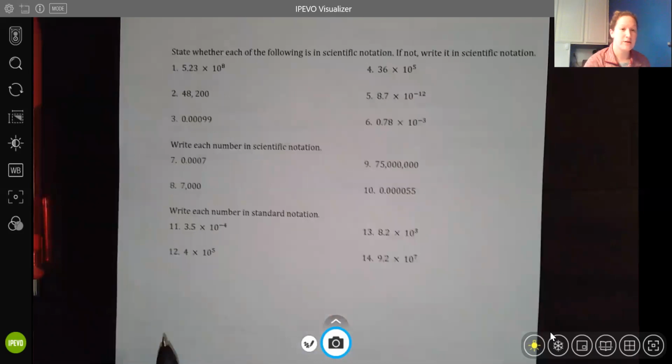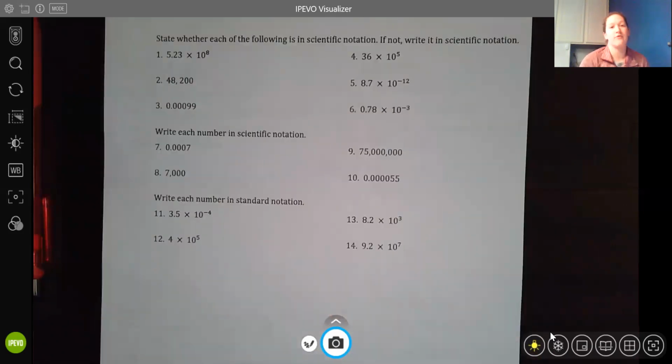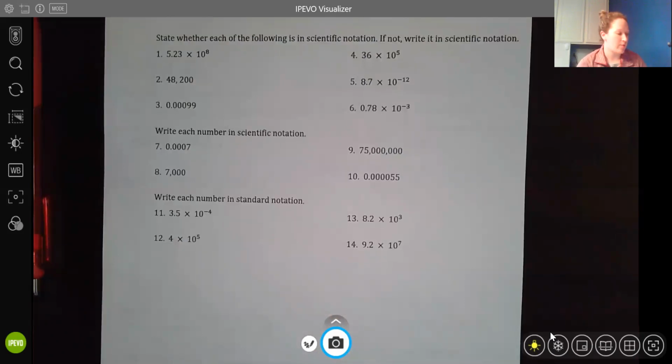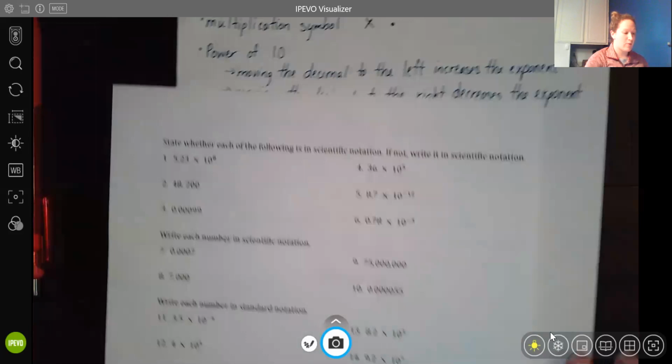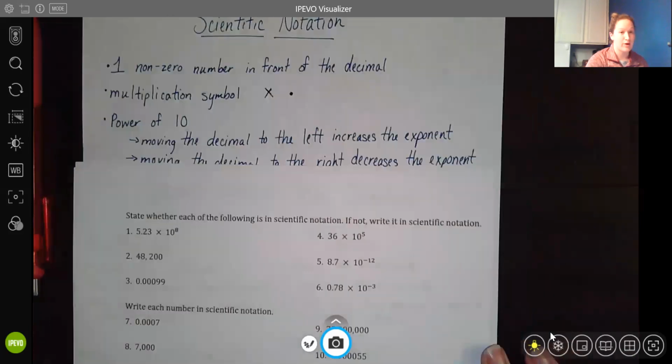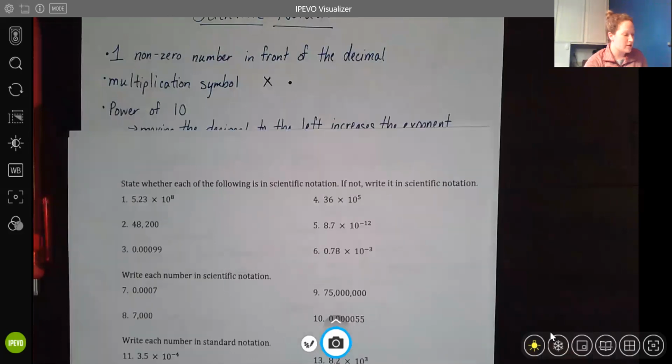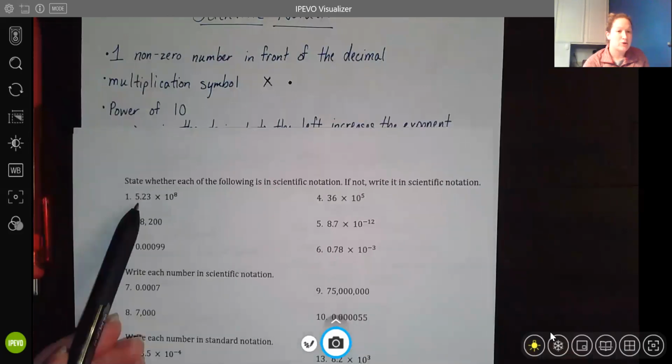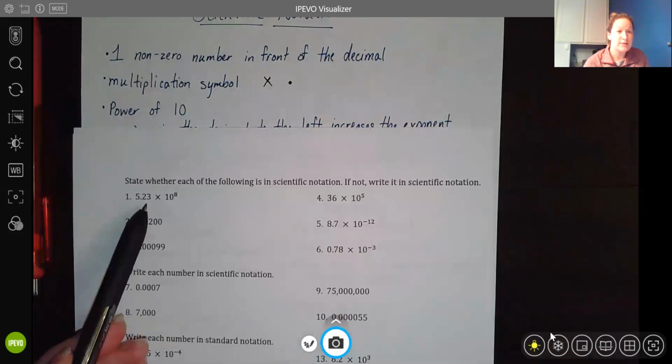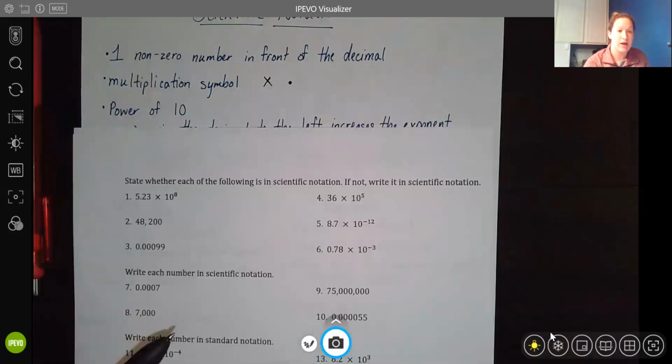So the first thing is just, can we identify, is something in scientific notation? Is it correctly written in scientific notation? So I'm gonna go through a couple examples here, okay? Making sure that I'm finding all three of my important pieces, okay? So these being my three important pieces, 5 and 23 hundredths times 10 to the power of 8.